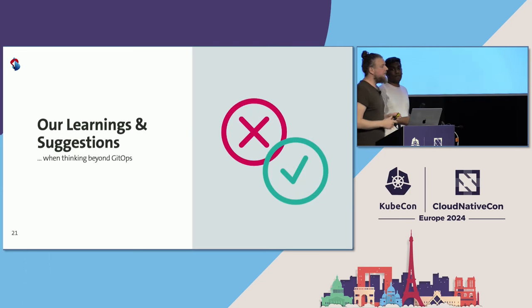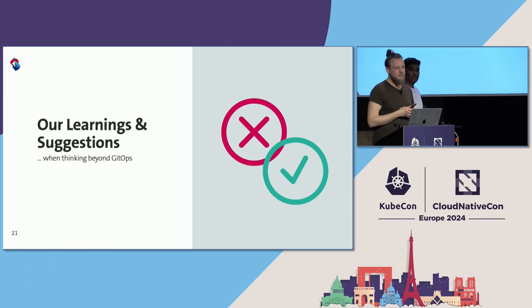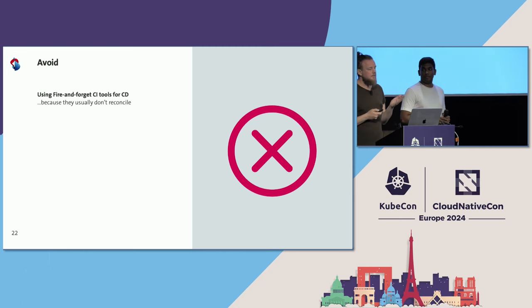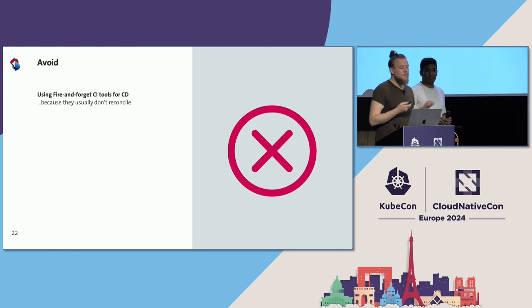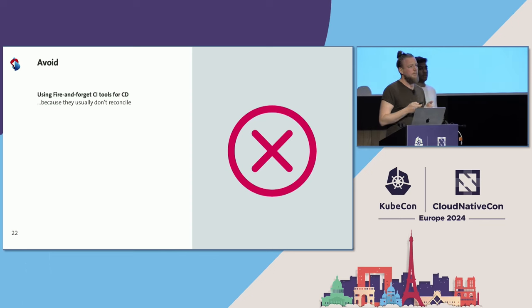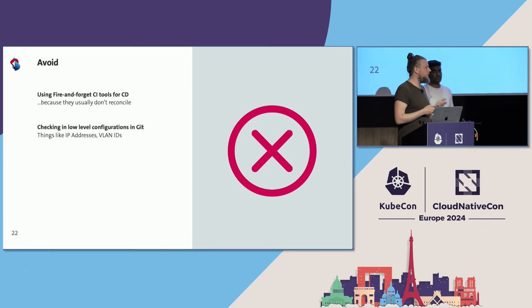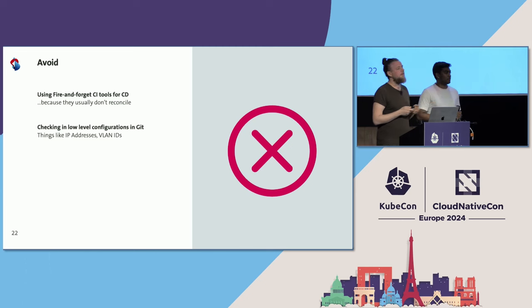Yeah, so the only thing left is to share with you our learnings on the journey of thinking beyond GitOps when it comes to Kubernetes workloads. And hopefully, there's something interesting for you as well. So what we learned is that we really should avoid using CI tools for CD. They are usually fire and forget, which is not what we want on Kubernetes. We should avoid checking in low-level configuration into Git, things like IP addresses, VLAN IDs, stuff like that. If possible, we should not have them in Git.